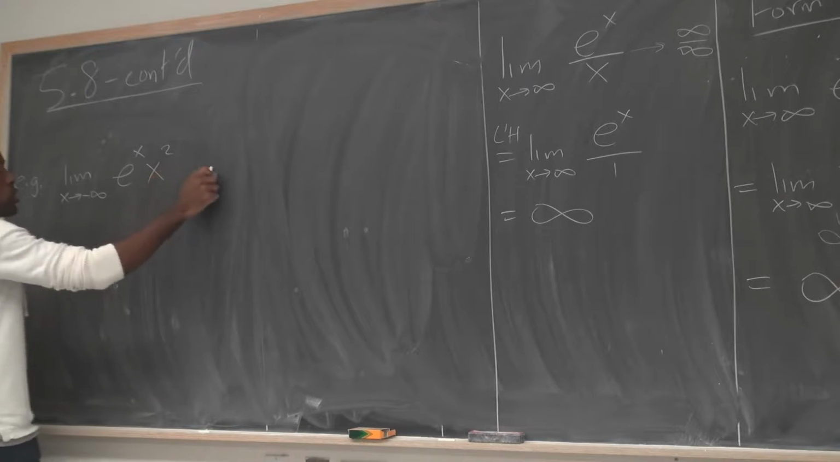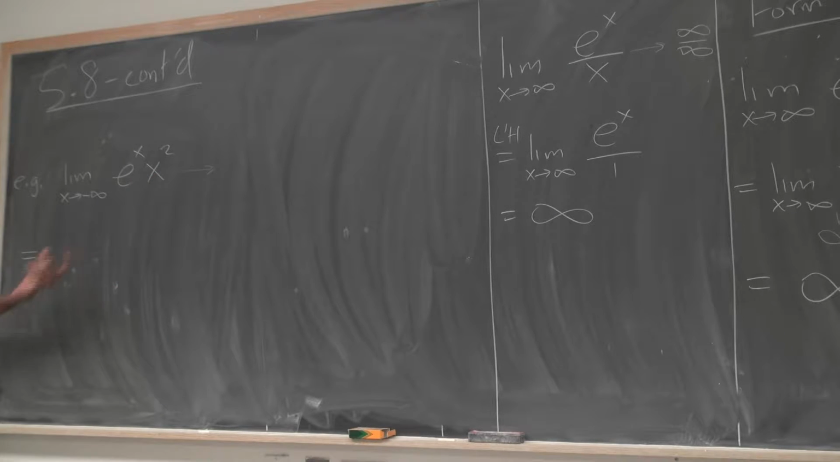Now, what is this approaching? As x approaches negative infinity, what happens to e to the x? It goes to 0. And as x approaches negative infinity, what happens to x squared? It goes to infinity. So this is a 0 times infinity thing, so we can't apply L'Hopital's. Can we rewrite it so that we can apply L'Hopital's?